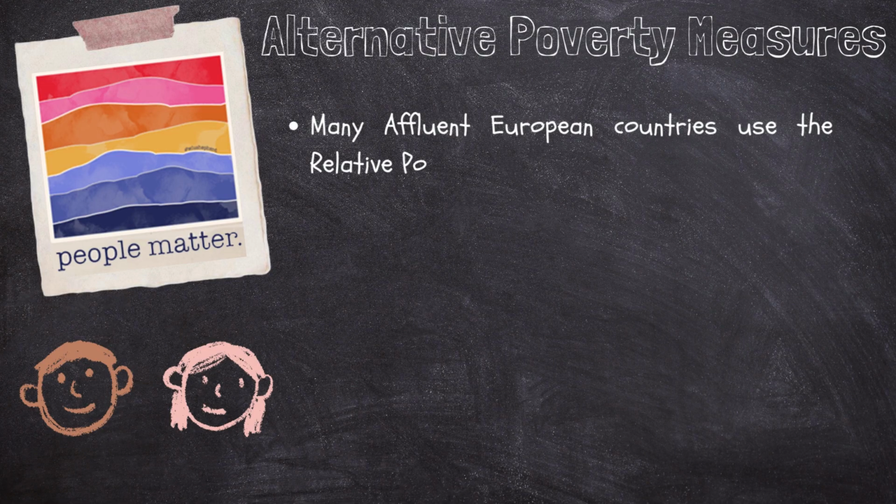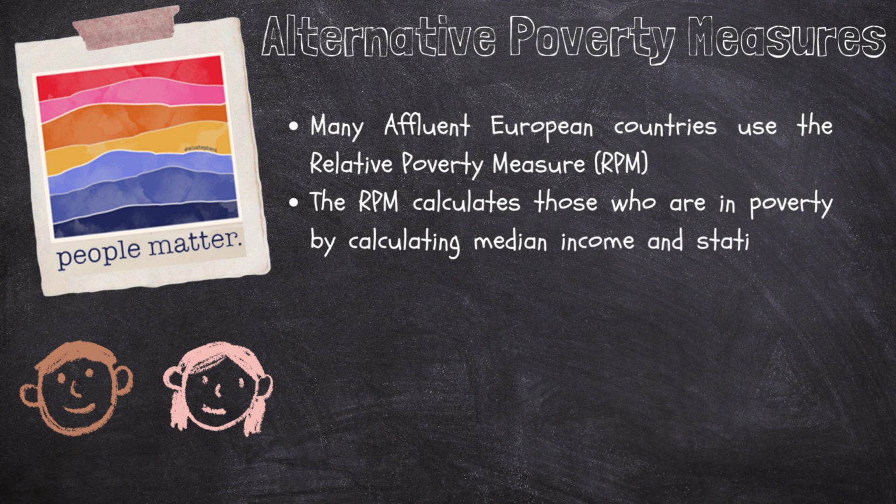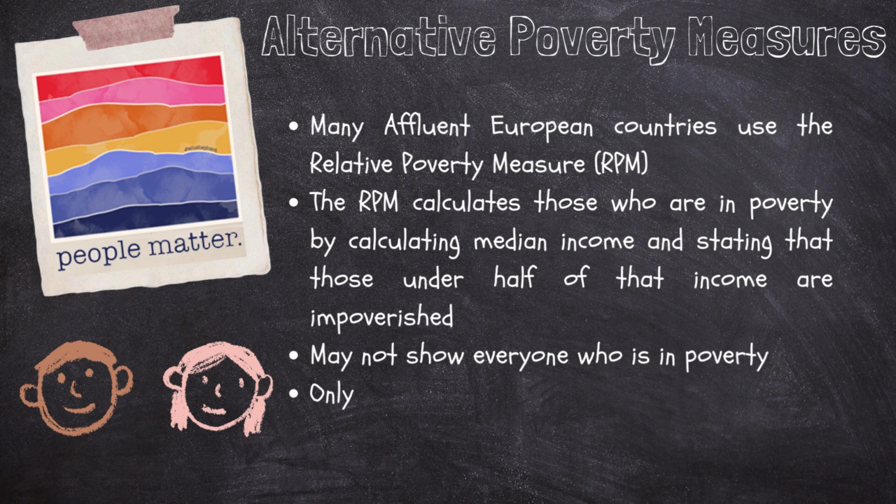A measurement used in many affluent countries is the Relative Poverty Measure, or RPM. The RPM looks at income in a region, finds the median, and then designates those who make anything under half of median income to be impoverished. The RPM has never been adopted by the United States because it is relative, and the U.S. Census Bureau wanted a measurement that was not impacted by others' wealth, but instead on how much individuals are able to afford in a vacuum. Because of how relative this measurement is, it may not show everyone who is in poverty, and does not consider what life is like for those in that designation.